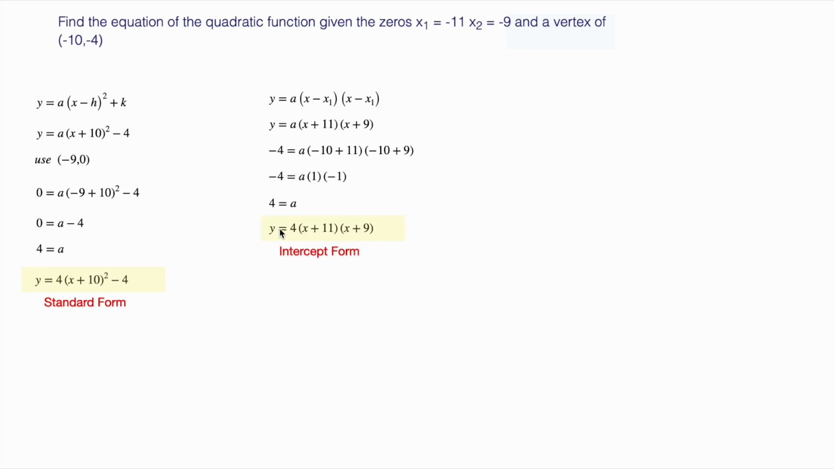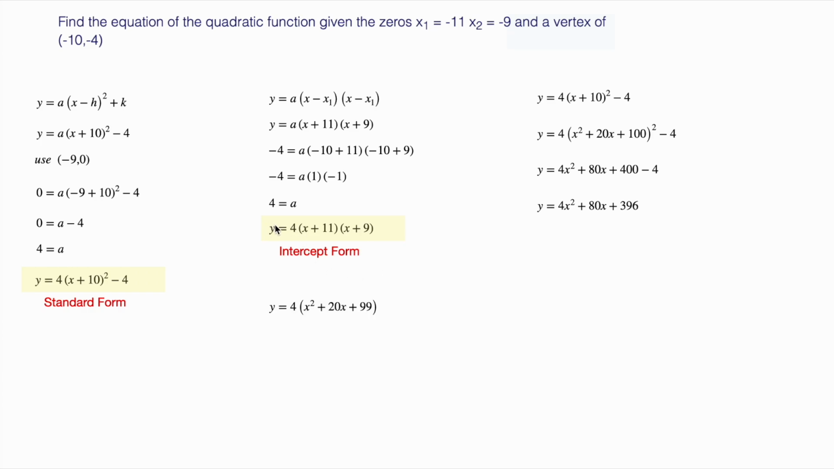Notice, if I expand either of these, I'm going to get the equation of the parabola in general form. If I take this, expand the (x plus 10) squared, that's going to give me x squared plus 20x plus 100. First squared, 2 times the first times the last, plus the last squared. Everything inside here is going to get multiplied by 4. I'm going to have 4x squared plus 80x plus 400 minus 4. Gives me y is equal to 4x squared plus 80x plus 396.